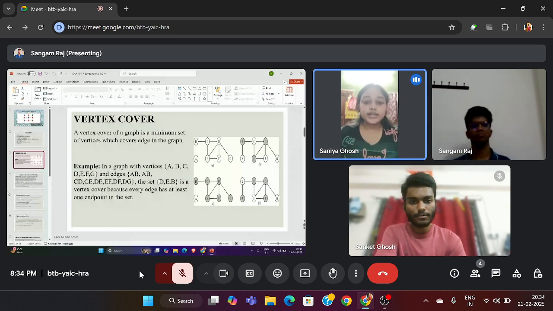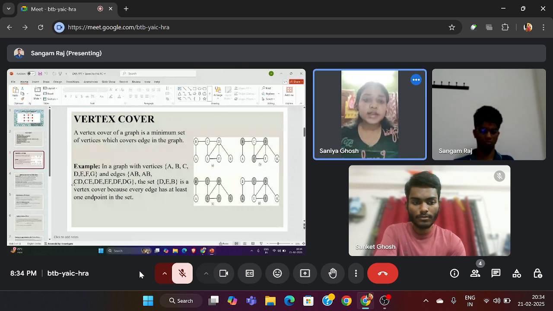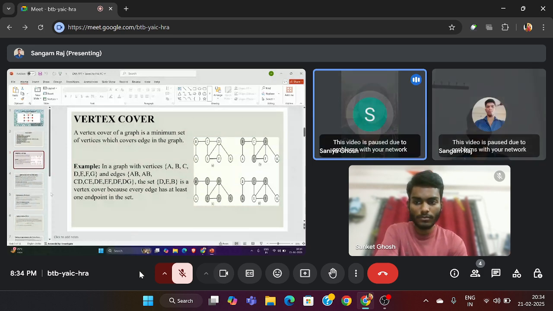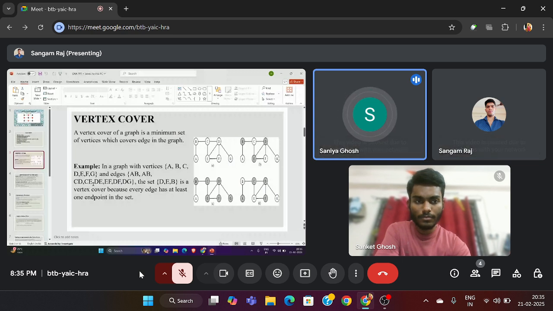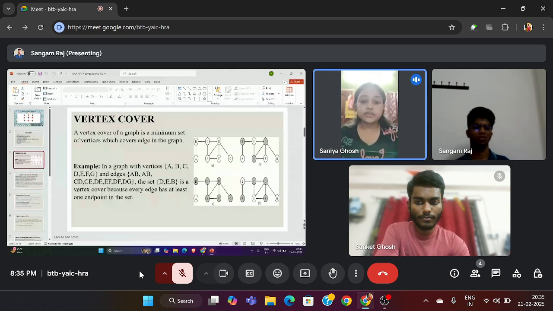Now we will consider the vertex with the highest degree. We can see that vertex D has the highest degree, so we will remove it first. Then again we consider the highest degree among the remaining vertices. Then we see there is a vertex called E, and we will continue the same process further. And thus we can find our vertex cover set.